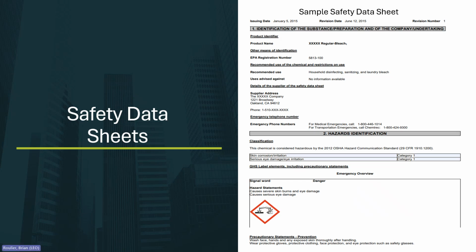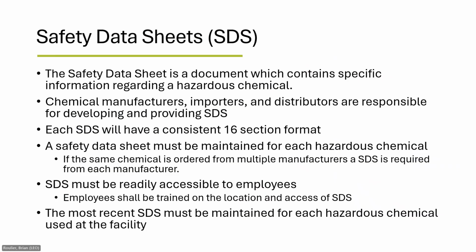We'll now discuss safety data sheets, which are intended to provide chemical information to downstream users. Safety data sheets are the documents developed to provide specific information regarding the hazards of a chemical. Before the 2012 HazCom update, these were called material safety data sheets, which provided a less uniform system for providing chemical information.